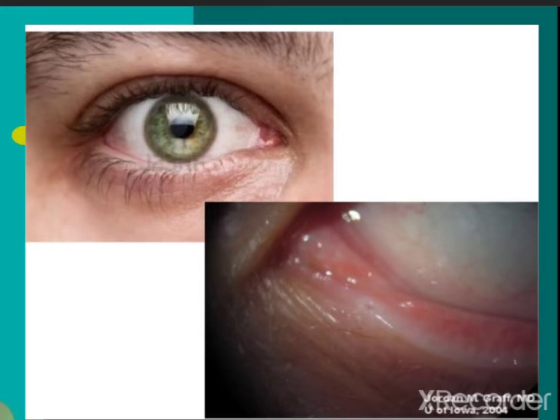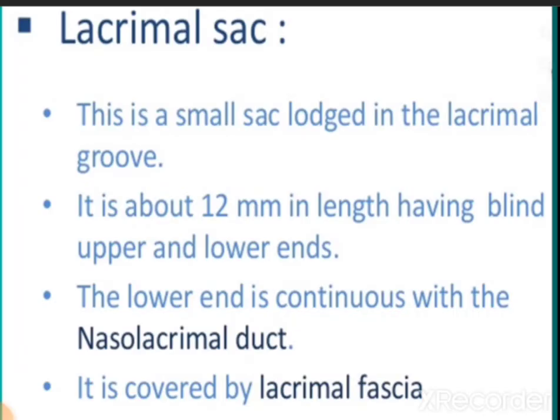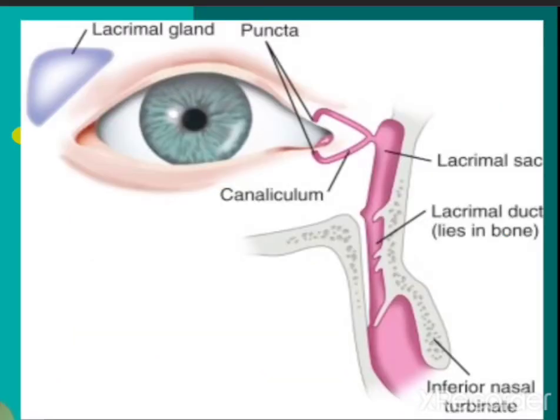So here you can again see the conjunctival sac over here. Then the lacrimal sac is a small sac lodged in the lacrimal groove. It is about 12 millimeters long and has blind upper and lower ends. The lower end is continuous with the lacrimal duct, the nasolacrimal duct. It is covered by lacrimal fascia. So here we can see the lacrimal duct, which is lying in the bone, and the lacrimal sac. This is the lacrimal sac.